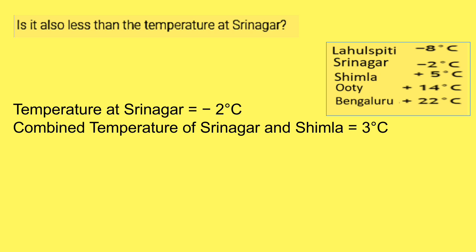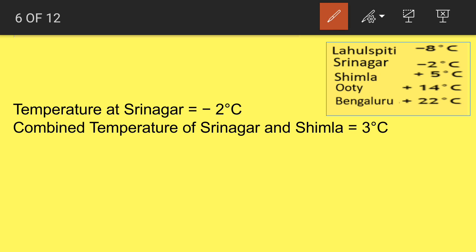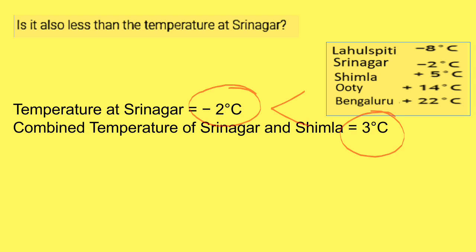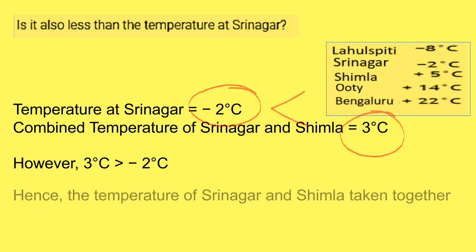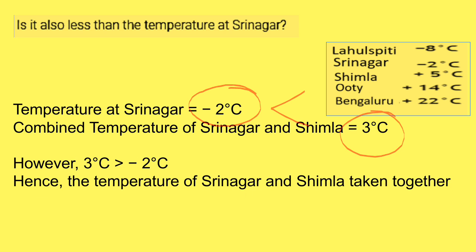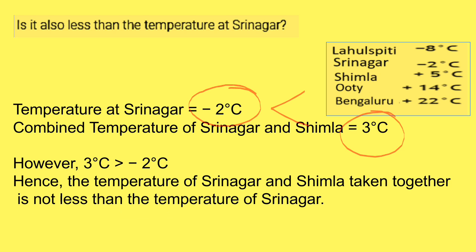Okay, next we have to compare these two data. Which one is less? Srinagar is lesser than the combined temperature, right? But in the question they have given, is it less? No, this is greater. Look here, the symbol is greater here. 3 degrees Celsius is greater than minus 2 degrees Celsius. Hence, the temperature of Srinagar and Shimla taken together is not less than the temperature of Srinagar. You have to write like this.